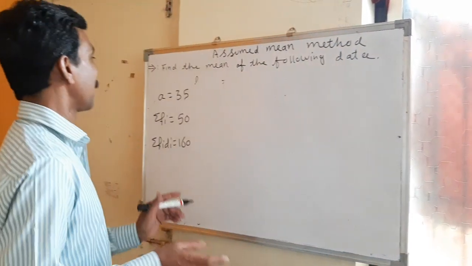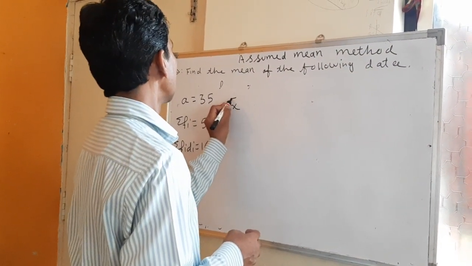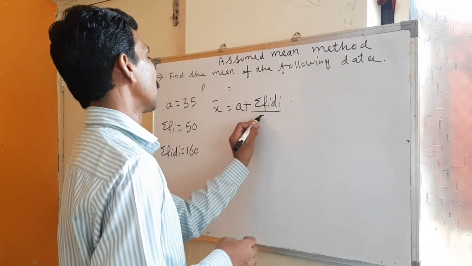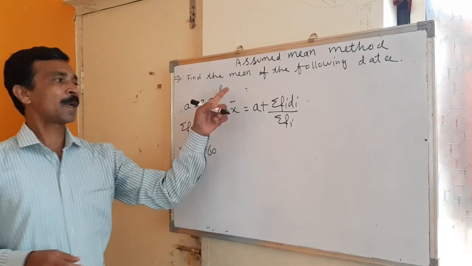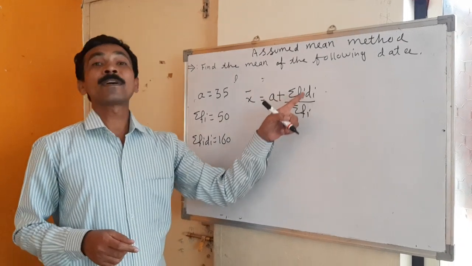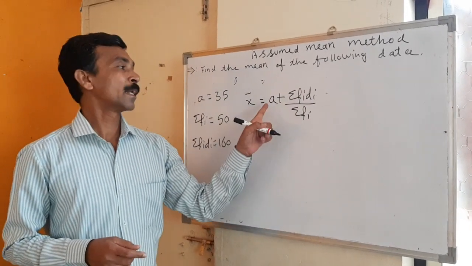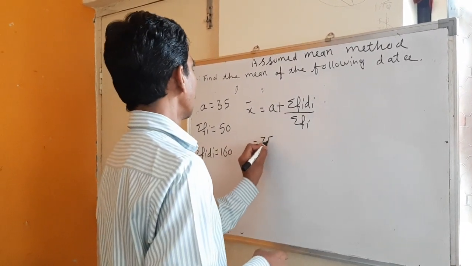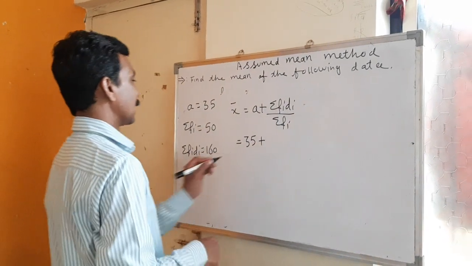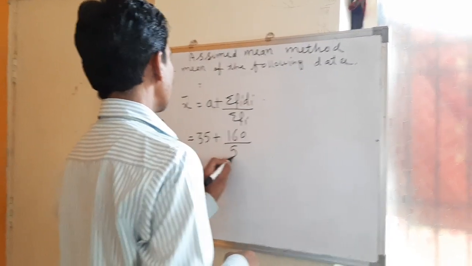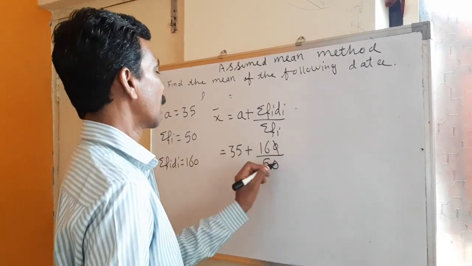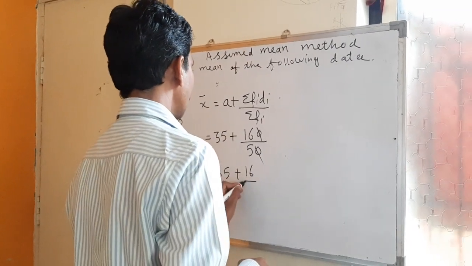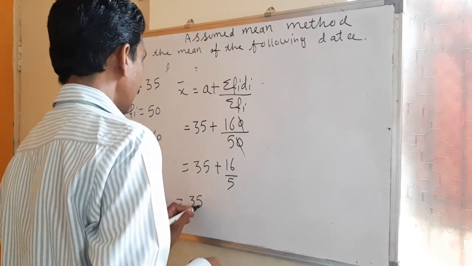The formula for the assumed mean method is x bar is equal to A plus summation of Fi di upon summation of Fi, where A stands for assumed mean. I will place the values now. x bar is equal to 35 plus summation of Fi di, which is 160, upon summation of Fi, which is 50. The 0s get cancelled. It is equal to 35 plus 16 upon 5.